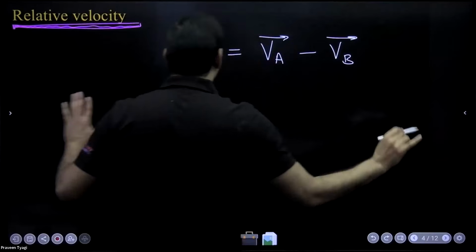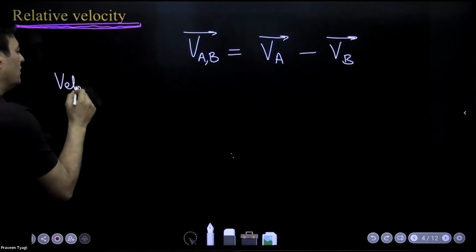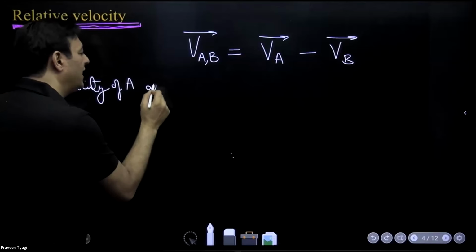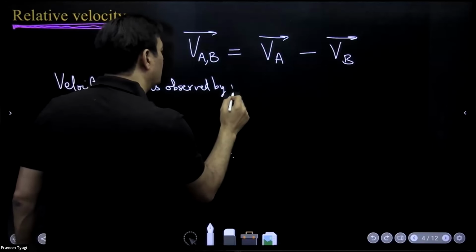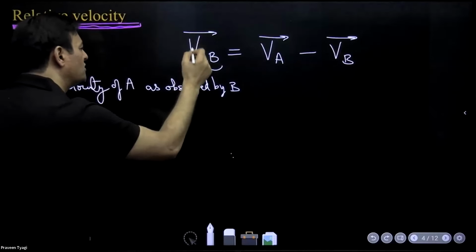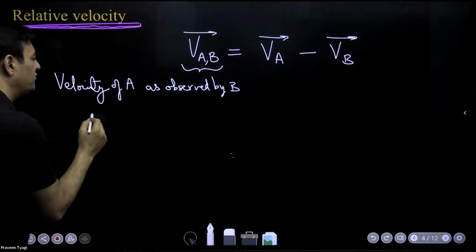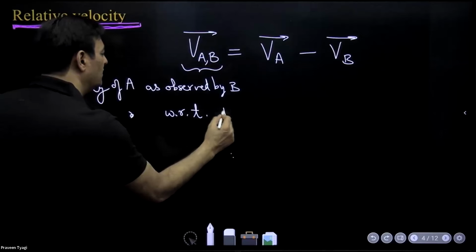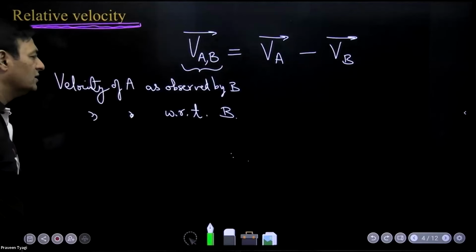Please note it down. Everyone, this equation, how do we read it? Velocity, subscript A comma B, is read as velocity of A as observed by B, or sometimes we also say velocity of A with respect to B. Can anyone tell me who is the observer? A or B?